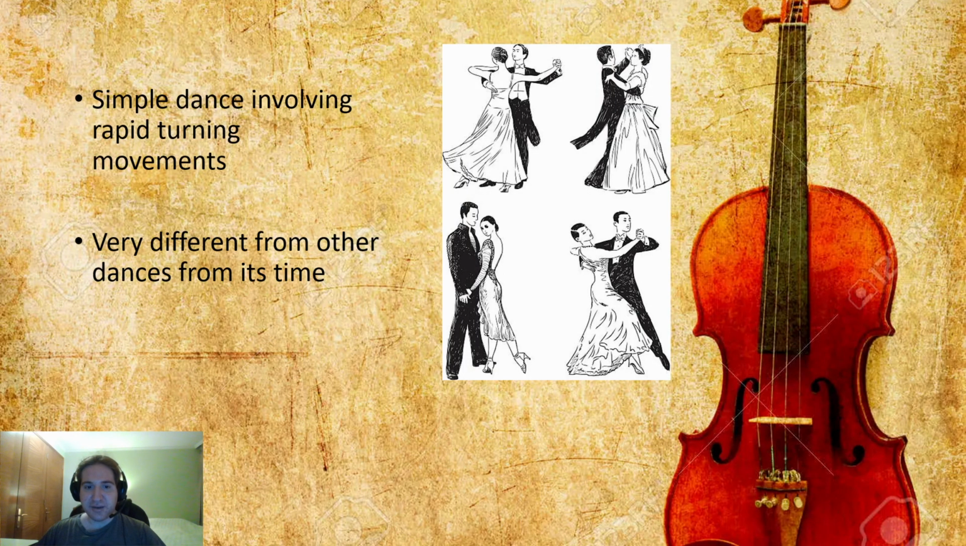The word waltz comes from the German word waltzen, which means to turn. This is likely related to the way in which waltz is danced, which involves rapid turning movements. All in all, the waltz is a very simple dance, involving only a few easy-to-learn steps. This made the waltz very different from other contemporary dances which involve complex choreographies.